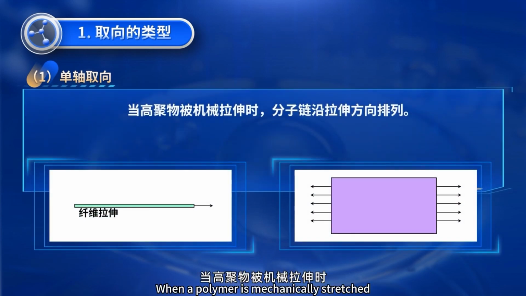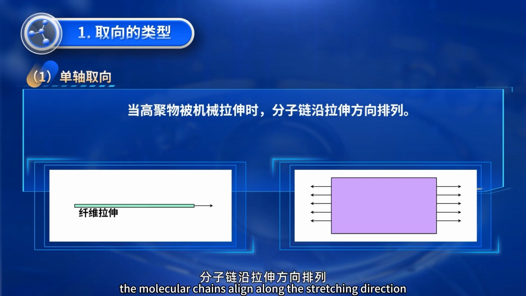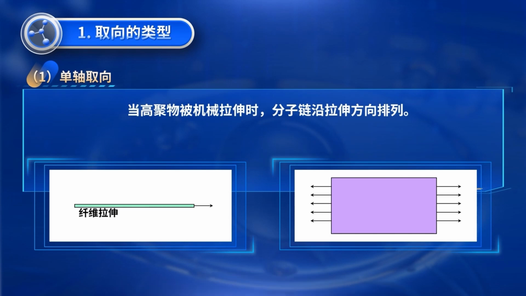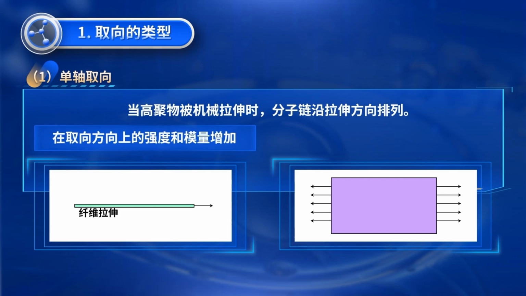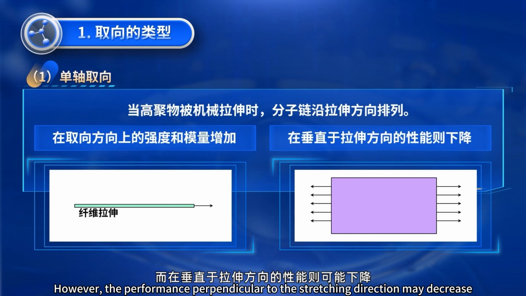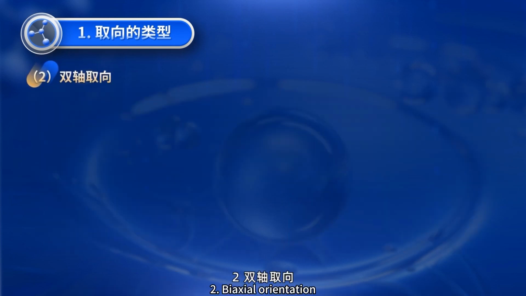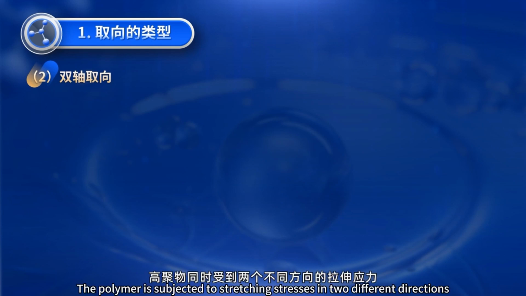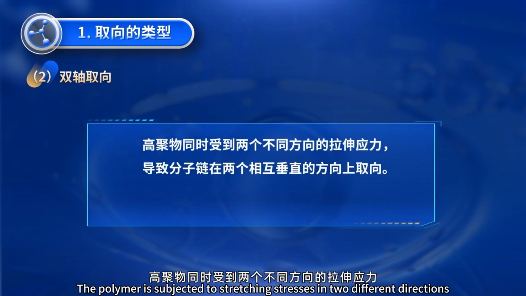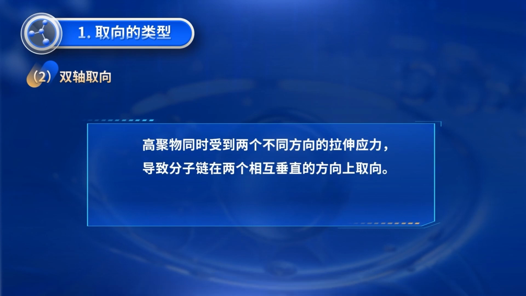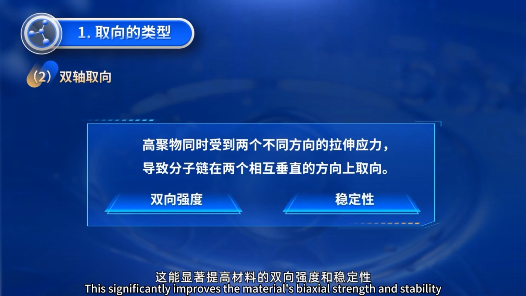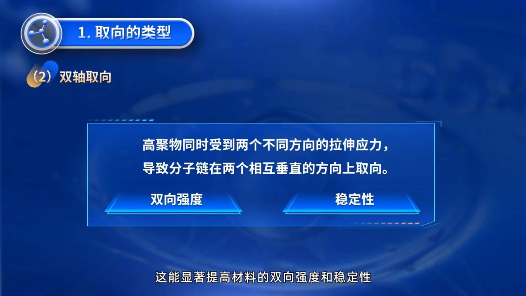When a polymer is mechanically stretched, the molecular chains align along the stretching direction. This results in increased strength and modulus in that direction. However, the performance perpendicular to the stretching direction may decrease. Second, biaxial orientation. The polymer is subjected to stretching stresses in two different directions. This causes the molecular chains to orient in two mutually perpendicular directions. This significantly improves the material's biaxial strength and stability.